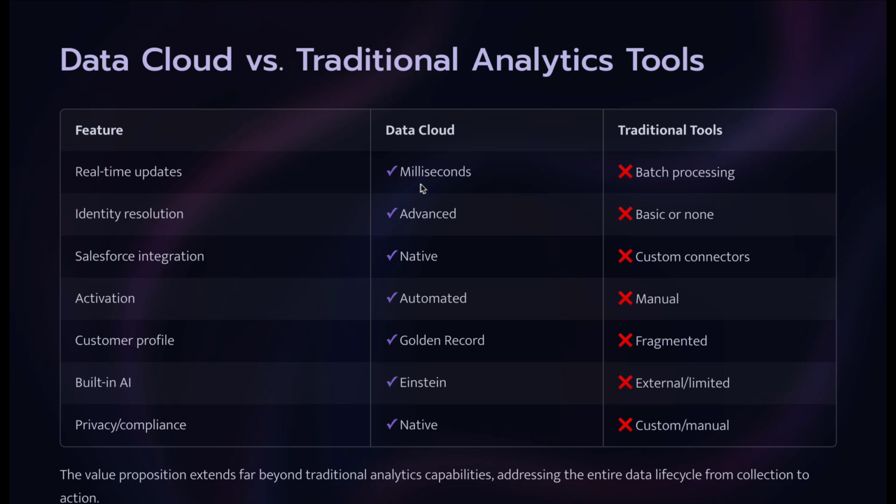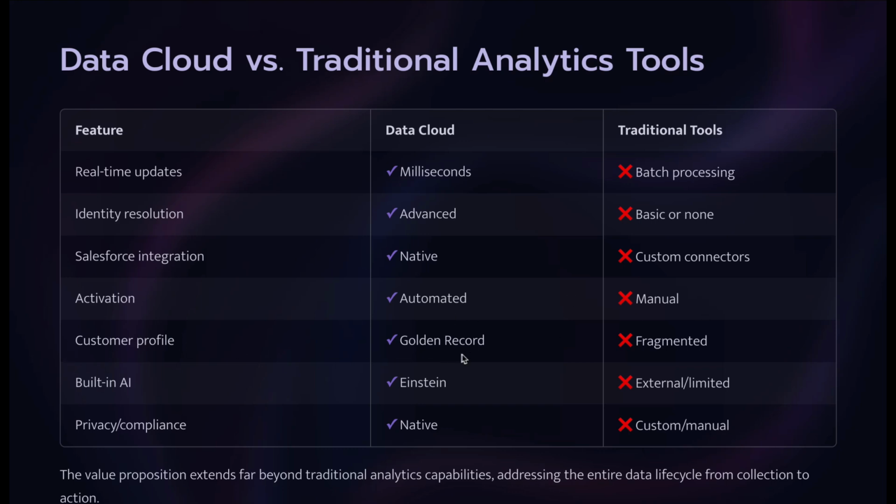In this particular slide, I have just shown you a quick comparison. For example, real-time updates: Data Cloud can do it in milliseconds, but traditional tools are on batch processing, right? Identity resolution, that means identifying the duplicates. Data Cloud has advanced technology to identify duplicates, but in traditional systems, it is basic or none, right? Salesforce integration: here it is native, no coding required. It can be done in clicks. But in traditional tools, you may require some coding, or you need to do it by using connectors. In activations, it is automated, no manual intervention required, but there it is manual.